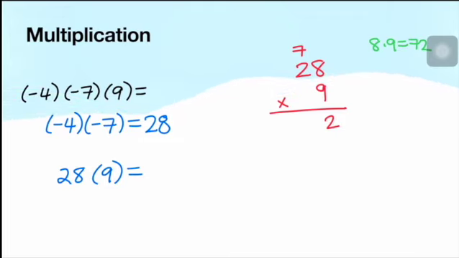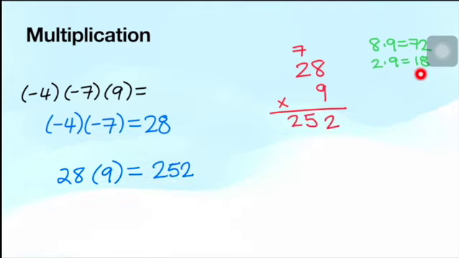Let's see, this is one that I can't do in my head. So 28 times 9, 8 times 9 is 72. And then 9 times 2 is 18. 18 plus 7 gives me 25. So 252 would be my final answer.